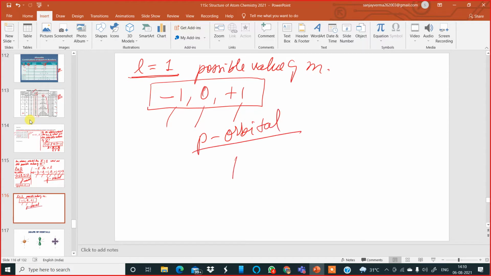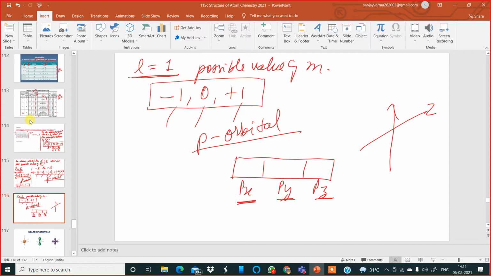Now the p orbital, you know already. The p subshell has 3 orbitals. This is px, this one is py, this one is pz. Along the x plane, y plane, and z plane. This is y, this is z, this is x. I'll come to that in the next slide. So I think this question is clear to all of you now.